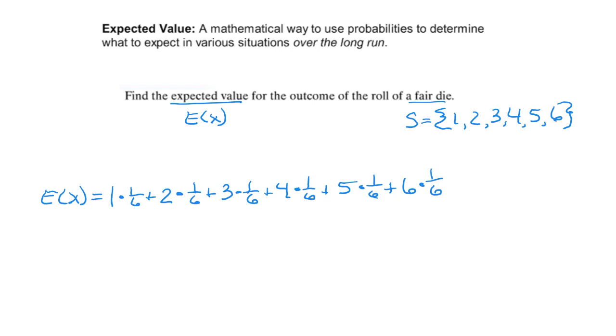So when you calculate this, you will end up with 21/6, or 3.5. So in the long run, you can expect an outcome of 3.5 by rolling the fair die.